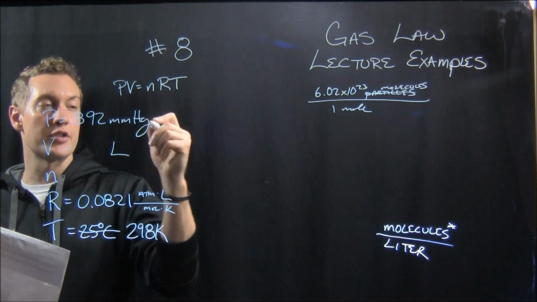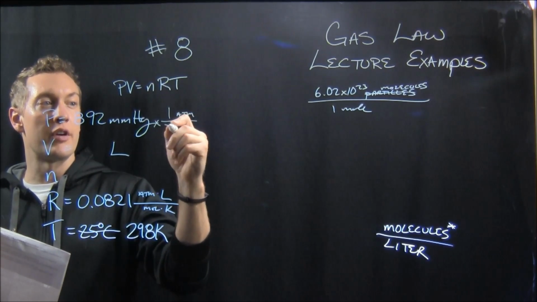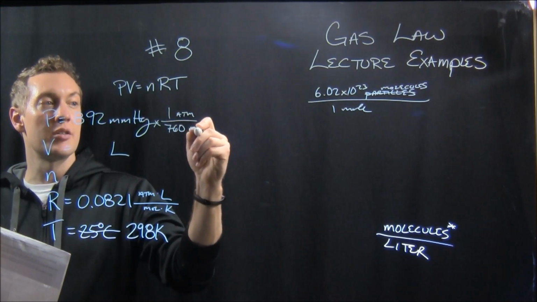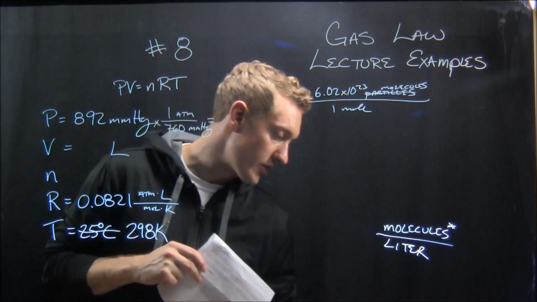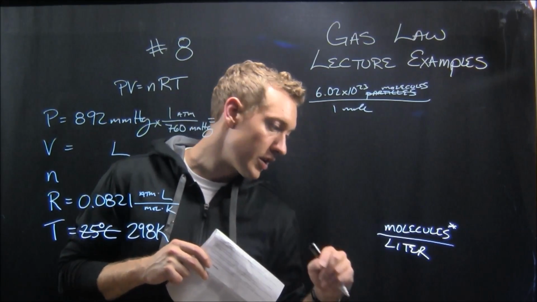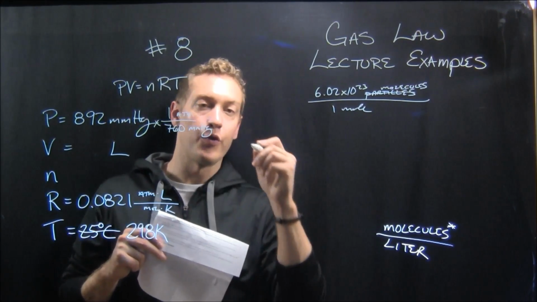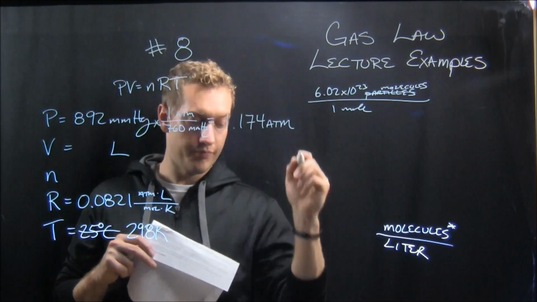Volume will come out as liters, and pressure has to be in atmospheres. So multiply that. It's 1 atmosphere for every 760 millimeters of mercury. And so 892 divided by 760 is 1.174 atmospheres.